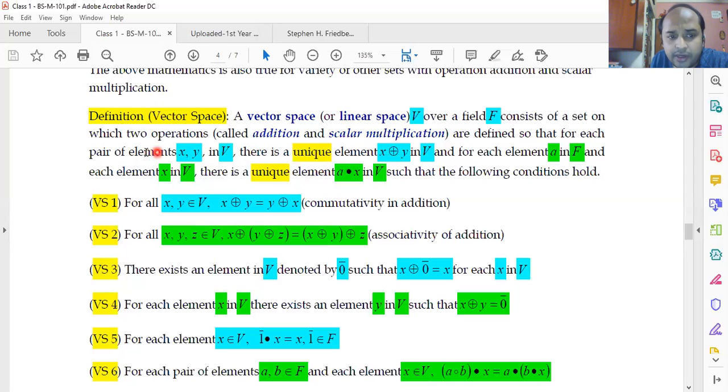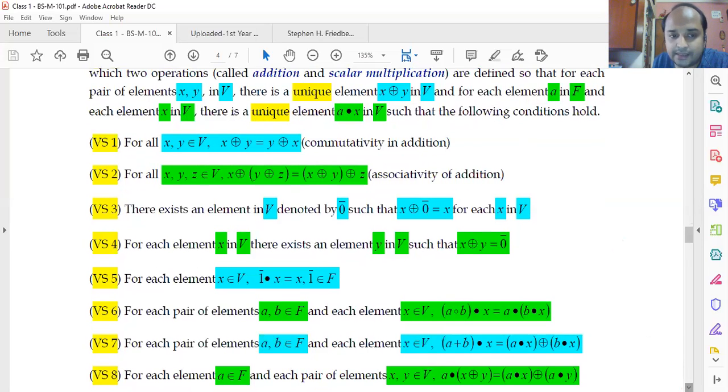So for each pair of elements x comma y in V, there is a unique element x plus y in V. And for each element small a in F and each element x in V, there is a unique element a dark dot x, a dot x or ax in V, such that the following conditions hold. What are the conditions? Whatever I have written above, I have just shown you, these are actually similar to that. That example is a special case of these operations.